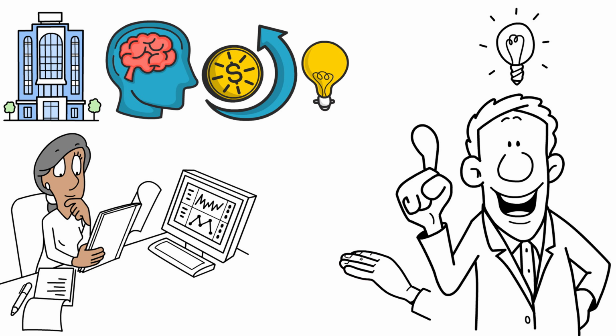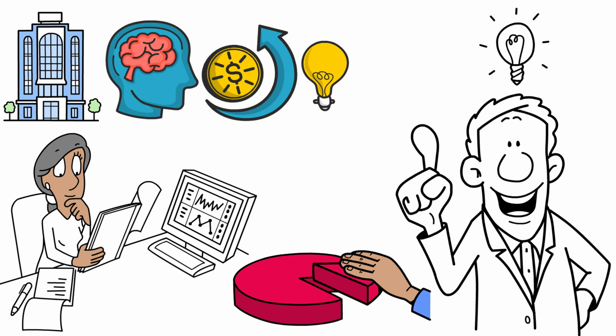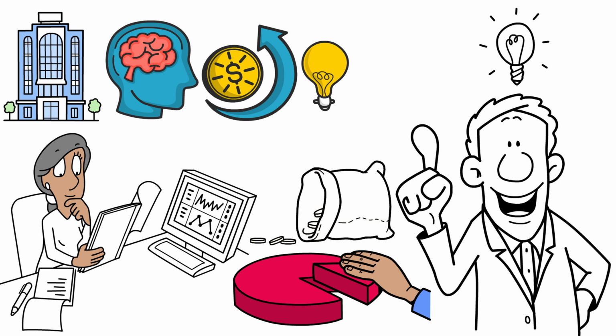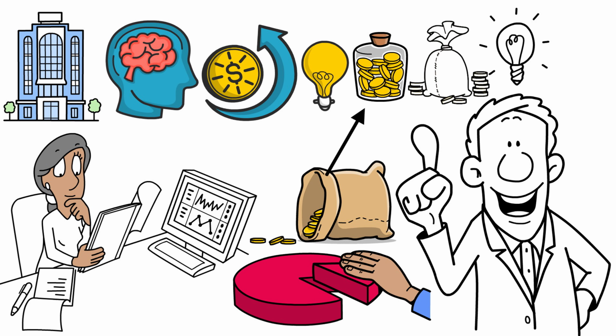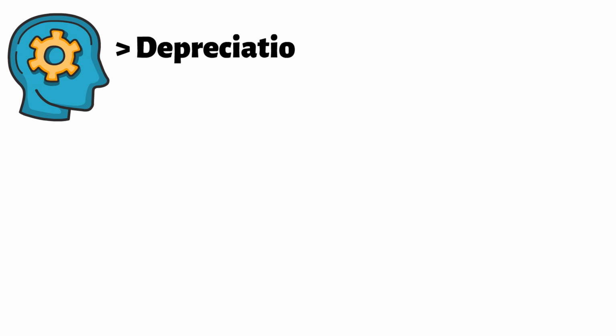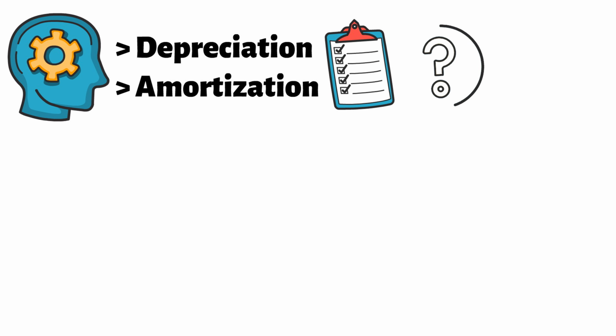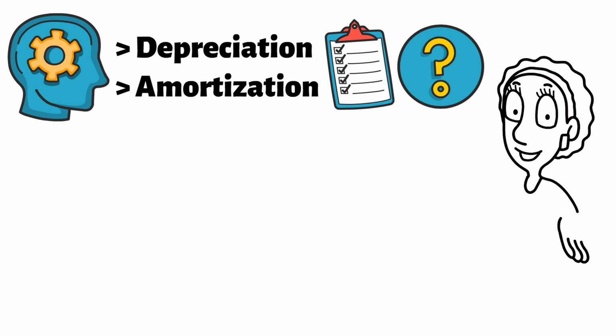Two companies can buy the exact same asset, spend the exact same amount of money, and still report completely different profits just because of how they handle depreciation and amortization. Let's break down why. Let's start with the big picture.